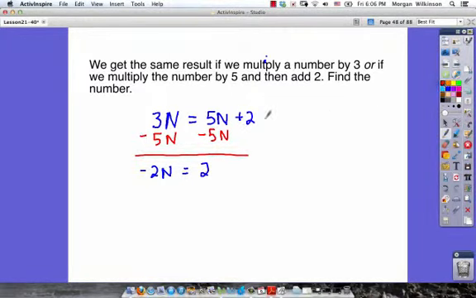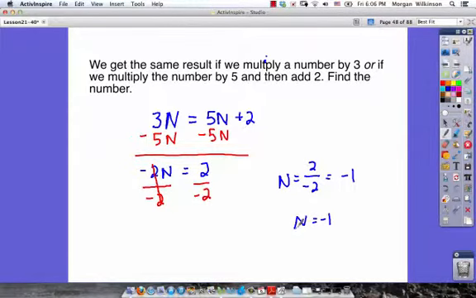We need to undo the multiplication of negative 2 times n, because we want to get n by itself. So we're going to divide by negative 2. These cancel. What we do on one side, we do on the other, so we're going to divide by -2. So n must be equal to 2 over -2. That must be -1. We've got our final answer. n is equal to -1. We found the number given these different statements.